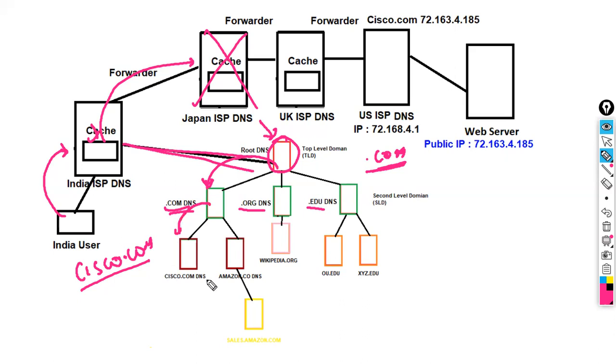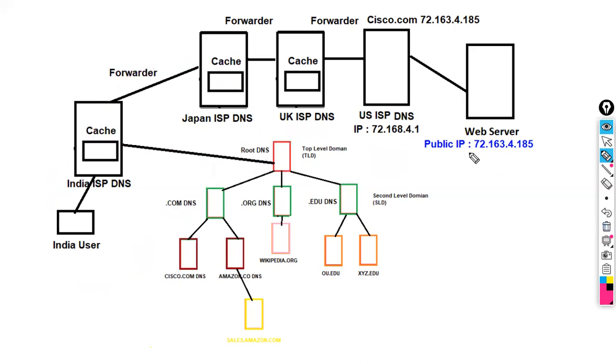So the request will go to this .com DNS. Let us say this server has the IP address of this Cisco site, 172.163.4.1. Then it will send the response to .com DNS. .com DNS will send the response to root DNS. Then it will go to the India user. Then it will access this website.